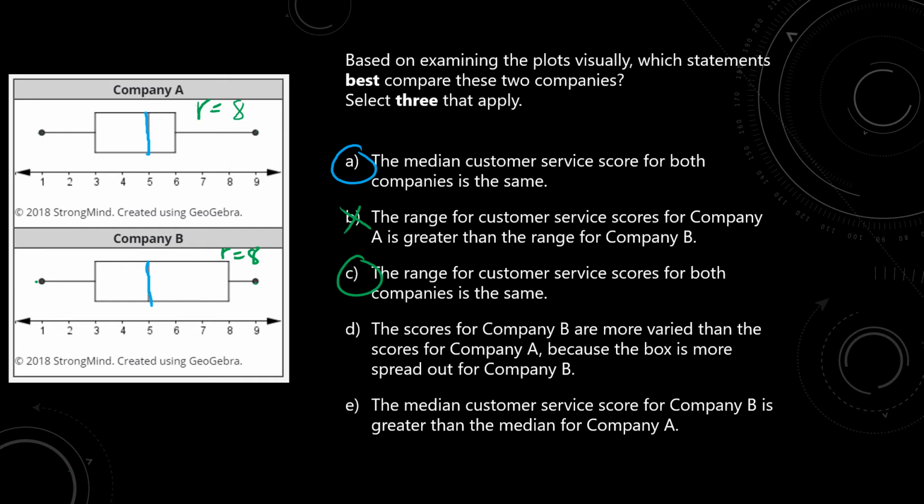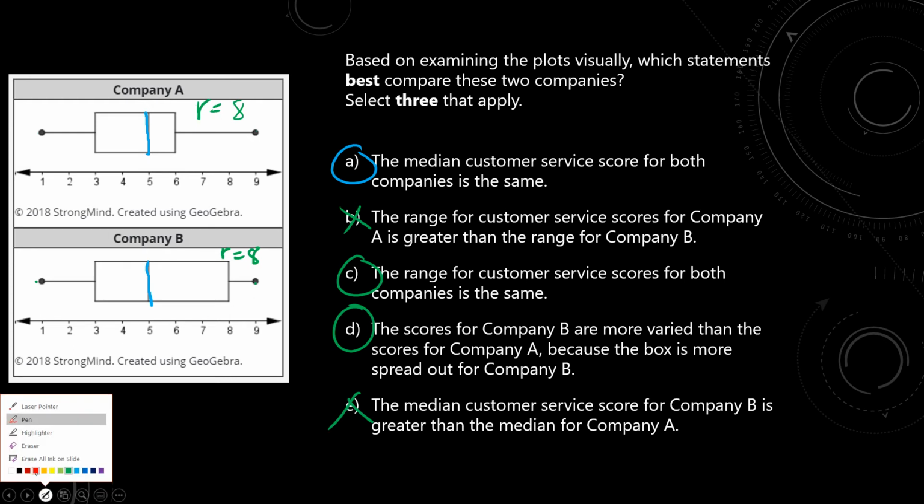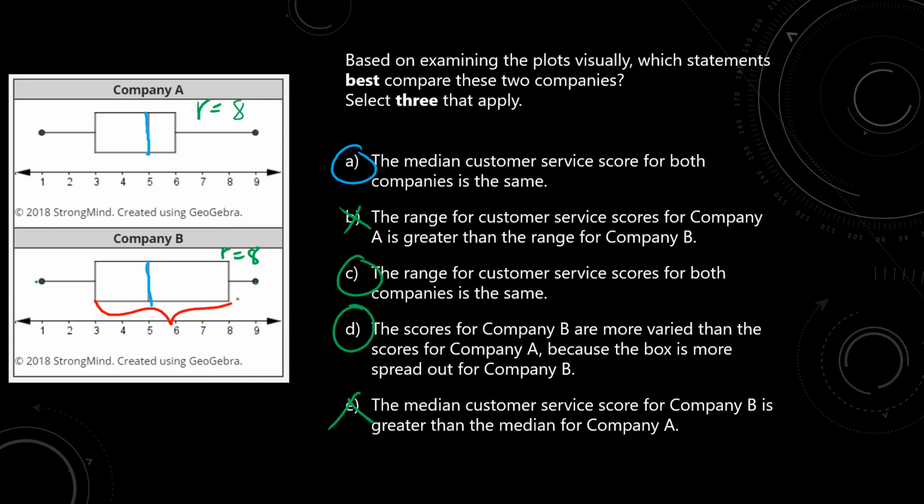D says that the scores for company B are more varied than the scores for company A because the box is more spread out for company B. And E says that the median for the score, well, median, we know that that can't be true, which means D is correct. So company B is more varied, and the reason why it is more varied is because this box in the center is larger than this box up here. Okay, so again, since company B has a larger box, that means that it is more varied than company A.